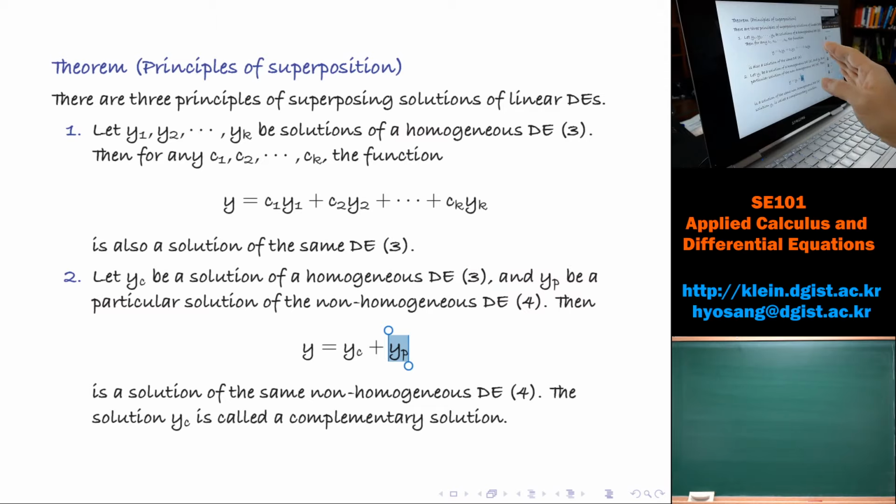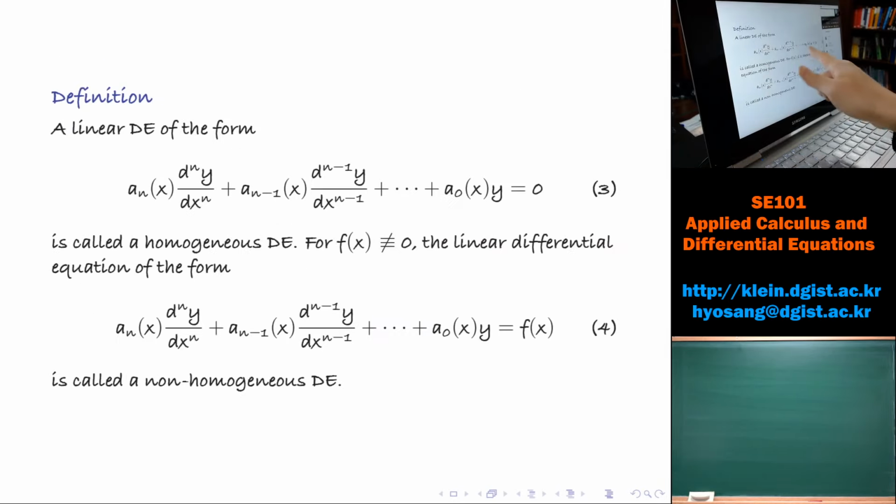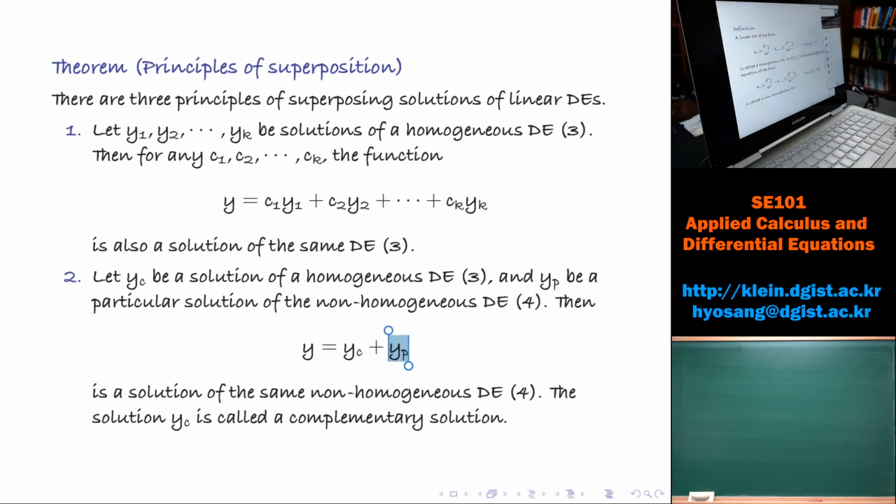Now this is almost simple, because if you take the derivative of the summation of two functions, then you can split your derivative, and the YC part becomes 0 because YC is a solution of this equation, and YP is a solution to this equation. Let me write that on the blackboard.